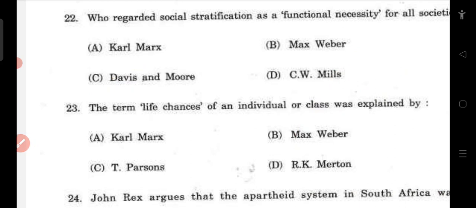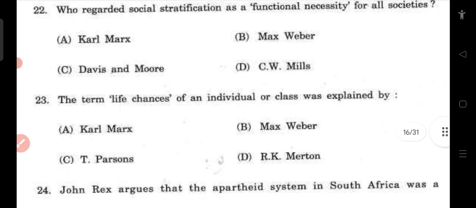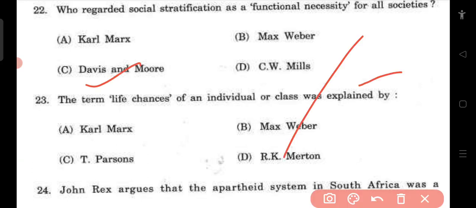Question number 23 is asking, the term life chances of an individual or class was explained by Karl Marx, Max Weber, Talcott Parsons, R.K. Merton. So here the answer should be Max Weber. Max Weber has extensively worked in the development of sociology. He gave the concept of life chances and class. Life chances is the market situation of persons. It is related to the style of life.